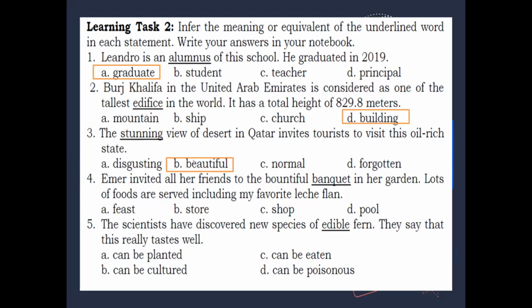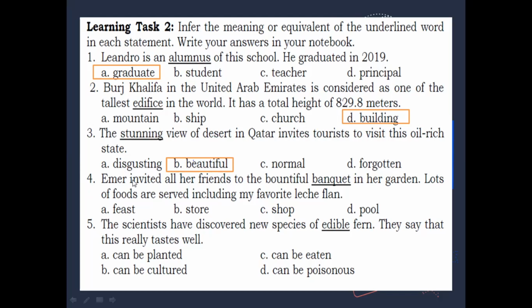Number 4. Emmer invited all her friends to the bountiful banquet in her garden. Lots of foods are served, including my favorite leche flan. Okay, so banquet, what is the other word for banquet? A, feast, B, store, C, shop, D, pool.